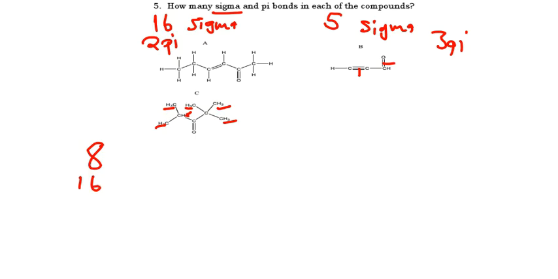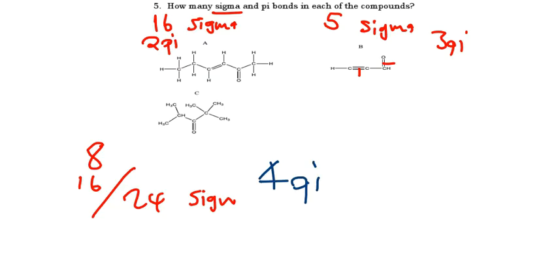So 16 plus 8, 24 sigma bonds. The pi's, there's only one double bond there, so there's only one pi bond. So I believe you now know how to do this. This is very simple and straightforward. This is what organic chemistry is. There's nothing complicated about organic chemistry. Everything is simple and straightforward.